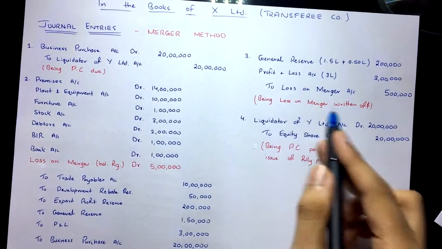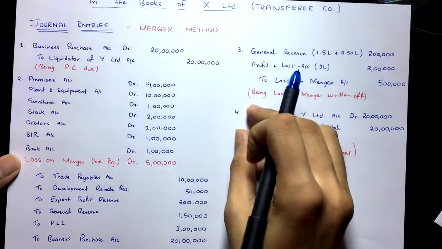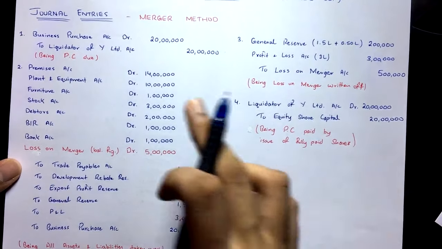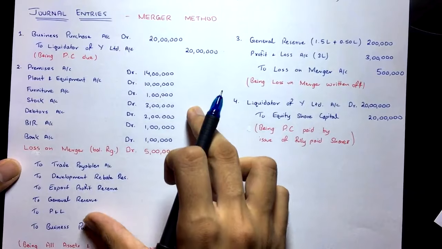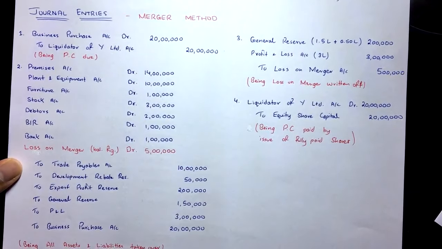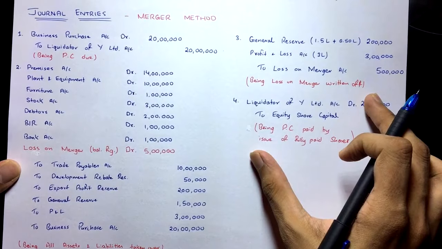Third entry being loss on merger written off. And then fourth, the last entry is you are going to make the payment. Understood? If this would have been purchase method, then this 5 lakh would have gone to goodwill. Understood? Yeah. So now here in the fourth entry, we are going to make the payment.